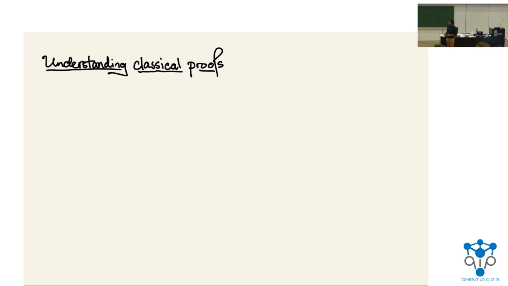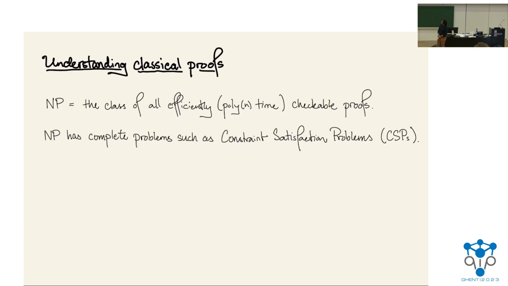To understand this conjecture, called the NLTS conjecture, which stands for the no low energy trivial states conjecture, it's important to start by looking back at classical proofs. In the mathematics of classical proofs, we think of this class NP, which is all efficient, polynomial-time checkable proofs. And the nice thing about NP is that it has a very nice structure.